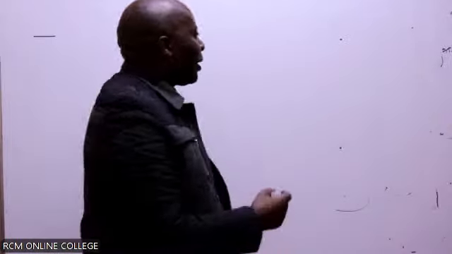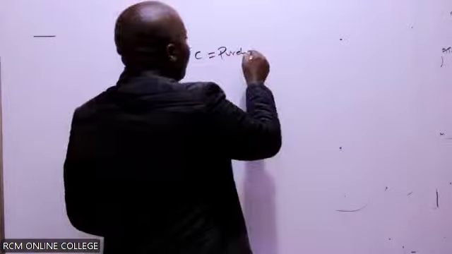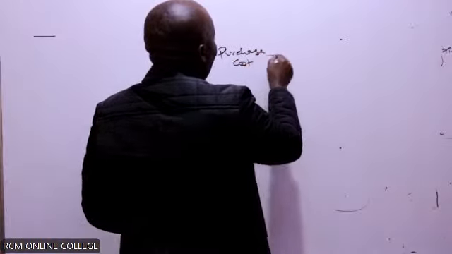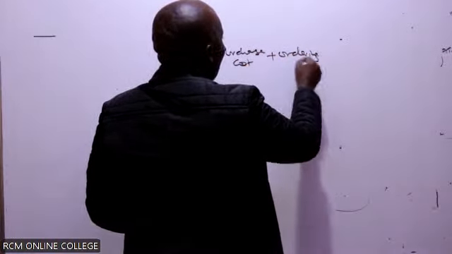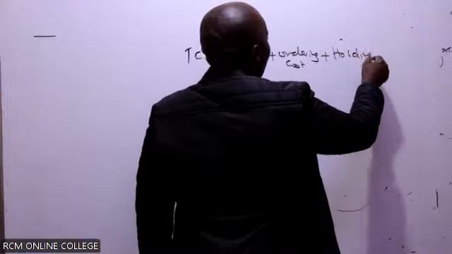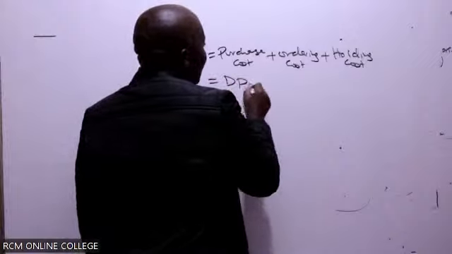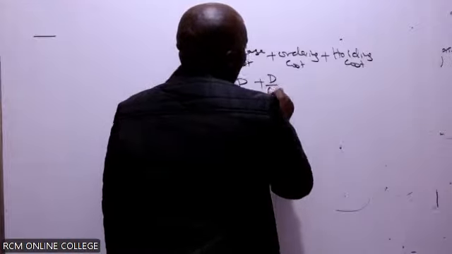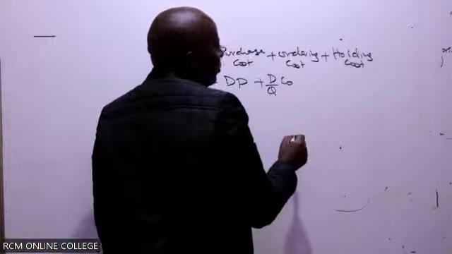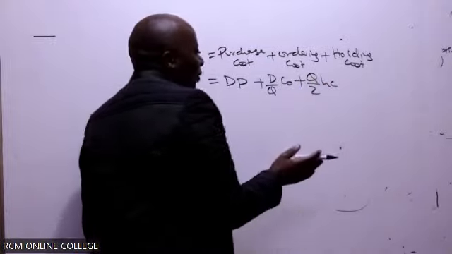Repeat from total cost. So remember, following the formula, total cost is purchase cost plus ordering cost plus holding cost. So how do we get the purchase cost? It is DP. Ordering cost is D over Q times CO, plus holding cost, which will be Q over 2 times HC. And now you have everything, right?